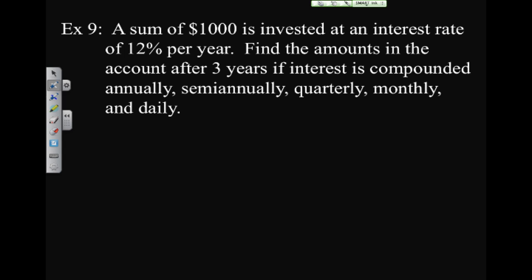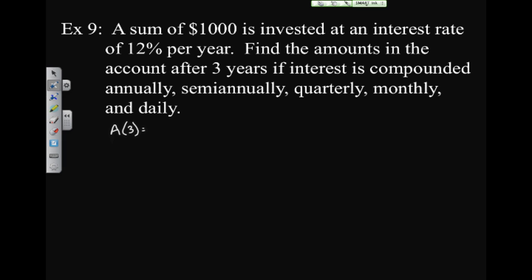So let's do example 9 here. This is again one we'll have to do on the graphing calculator, but we'll take a look at it. A sum of $1,000 is invested at an interest rate of 12% per year. Find the amounts in the account after 3 years if the interest is compounded annually. And so what we'll do is we'll set up the formulas, and then I'll use the calculator to actually solve them. So annually, we've got A of 3 will equal, whoops, I need my principal in there.